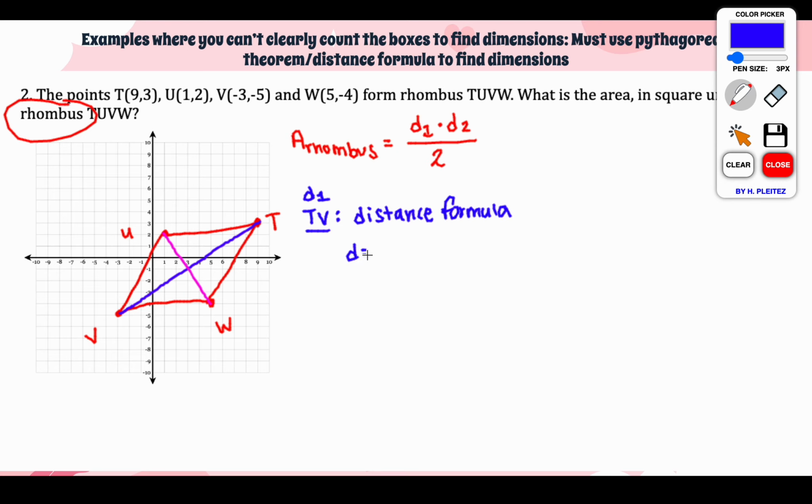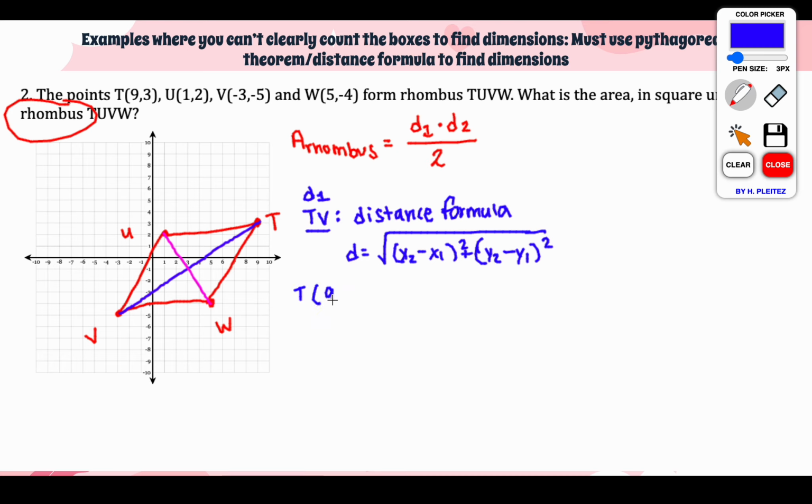And the distance formula, again, I like to just write the square root. I write my bubbles in here. I know those are squared. And then it's minus, plus, minus. And then you can go crazy: x2 minus x1, y2 minus y1. So I'm going to go ahead and use the distance formula for TV.